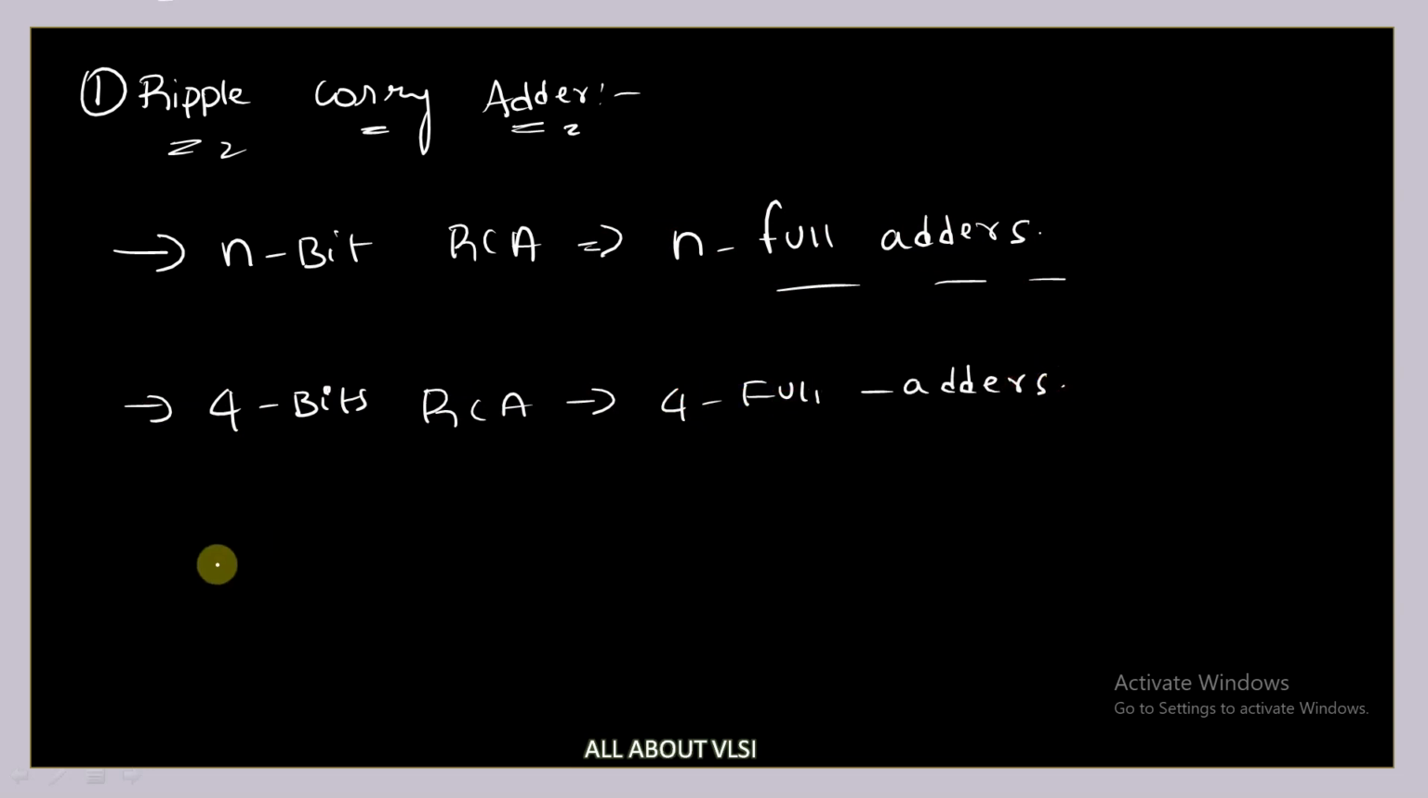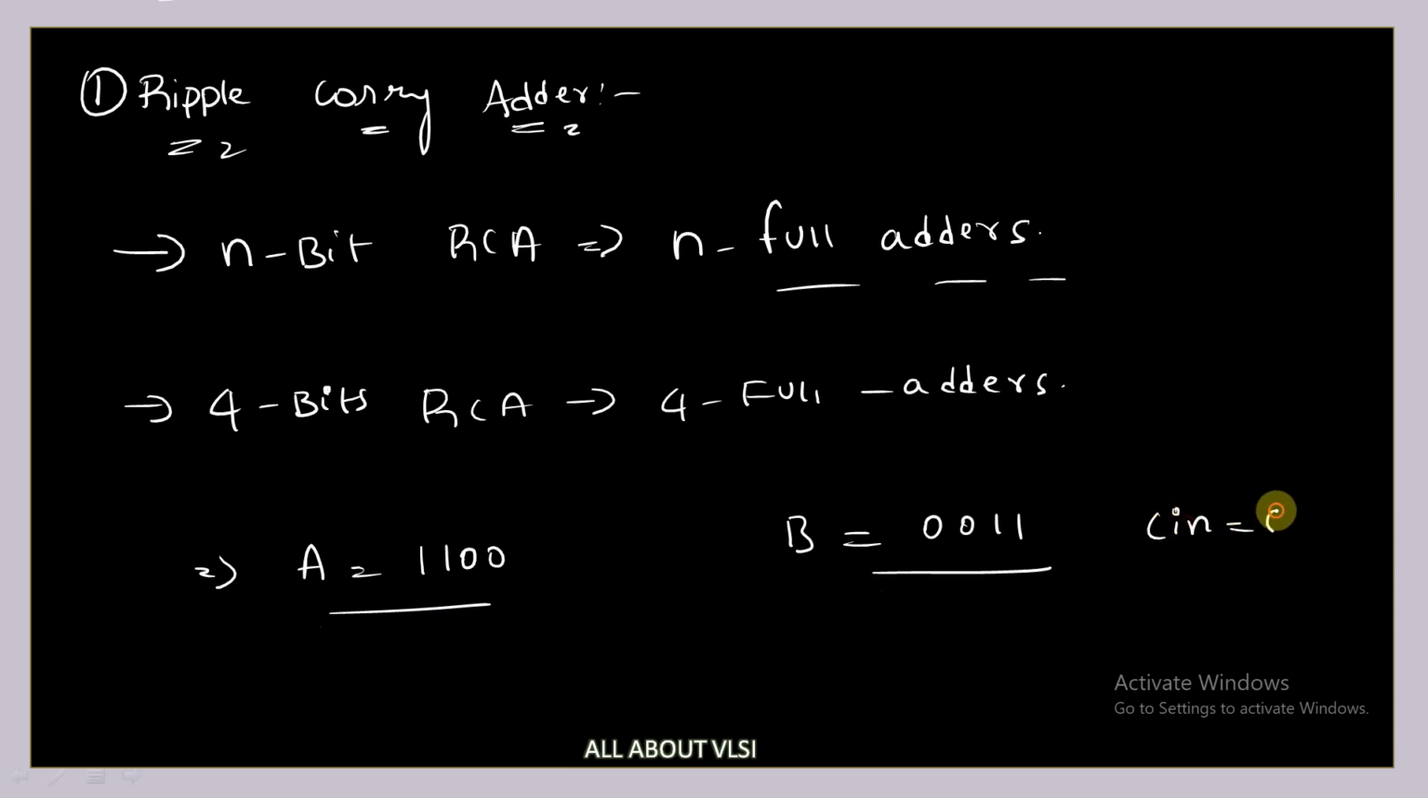Let's say we have two values, A and B. A is 1100 and B is 0011. We need to add these two, and let's say the initial carry Cin is equal to 0. So we need to add A equal to 1100, B equal to 0011, and Cin equal to 0. We need to add these three things.